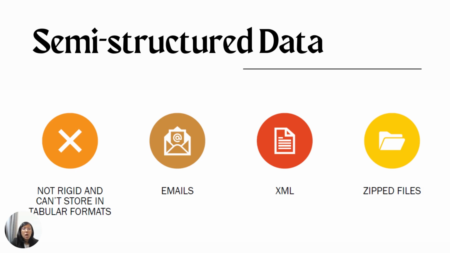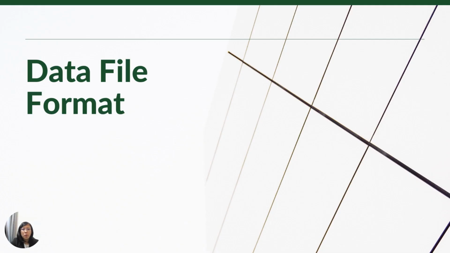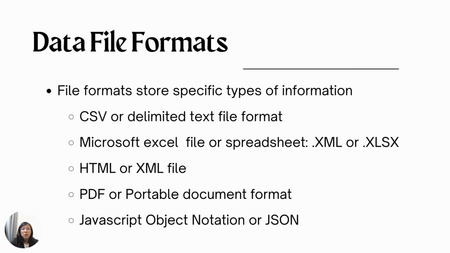Now, let's move on to the data file formats. When these files are stored in your computer, we use a particular file format to store a specific type of information. Some of the common data file formats are CSV. You will commonly see this in Google Sheets. CSV stands for comma separated values. Each value is separated by a comma. We can call that a delimited text file format.